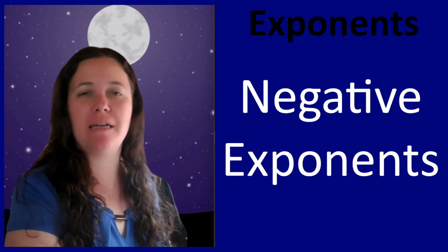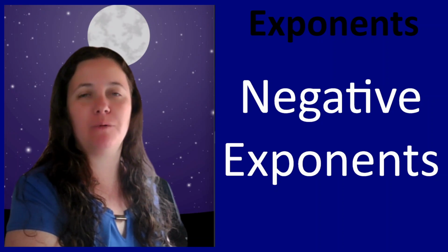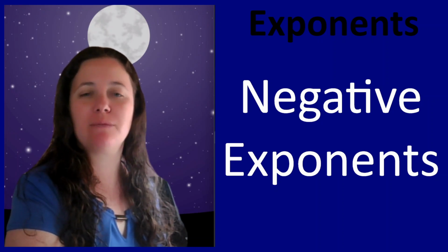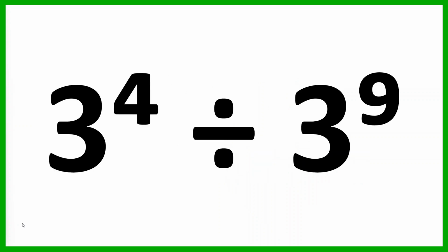Today we're going to be expanding on what we know about the laws of exponents and looking at negative exponents. First, we're going to look at what negative exponents are and how we get them. So first, let's have a look at this question over here. 3 to the power of 4 divided by 3 to the power of 9. We're going to look at two different ways of working out what this is, or of simplifying this.